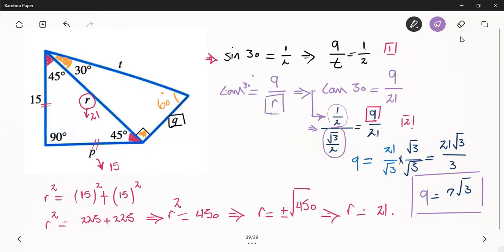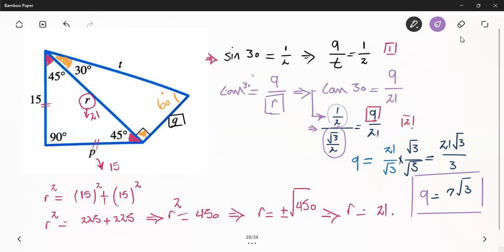Then this one, look at this. I multiply both sides by 21, and these two cancel out. I have the square root of 3 left. Then I rationalize it by multiplying both sides by the square root of 3 over 3.